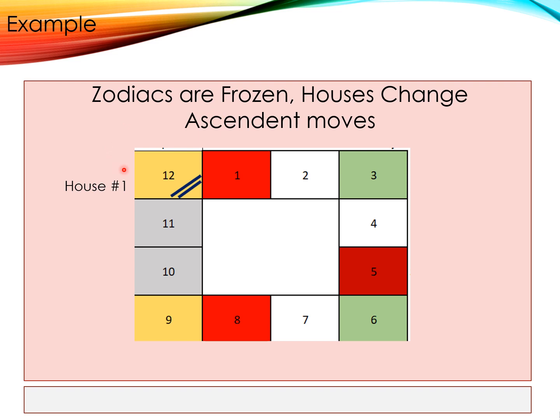This particular person was born when the zodiac was number 12. That means Pisces was on his or her east. And here this author has marked it with 2 strokes, but this is the ascendant. So this is house number 1, 2, 3, 4, and so on. The numbers physically here are just the zodiacs.